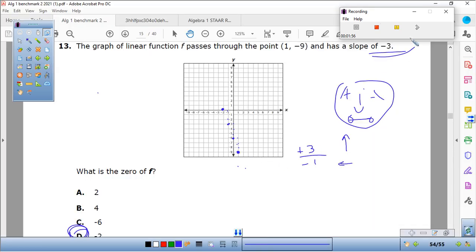Okay, the slope, guys, -3. Remember, -3 is equal to -3 over 1, which is also equal to 3 over -1. So I'm going to rise 3, run -1 to the left. So where is it? I'm going to go 1, down 9, up, right there.